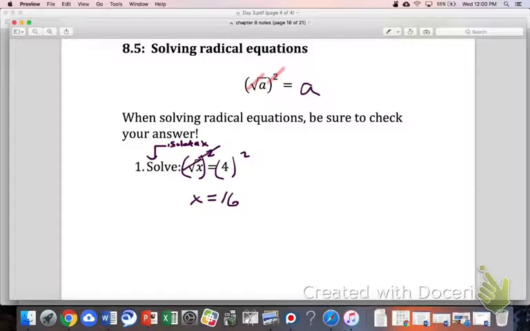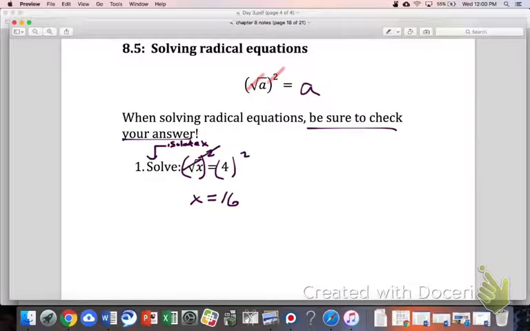So as I mentioned up here above, it says be sure to check your answers. You're going to find that, kind of like some other questions we've done in the past, with these radical equations, it's very possible to do everything right, make no mistakes at all, and then end up with a false answer or an extraneous solution. So we want to check these.